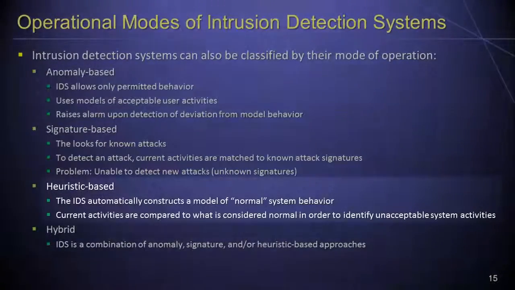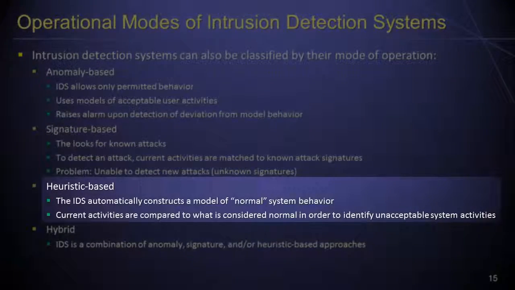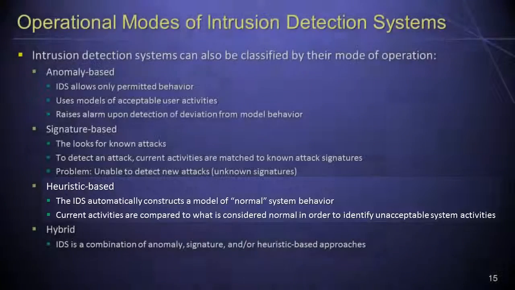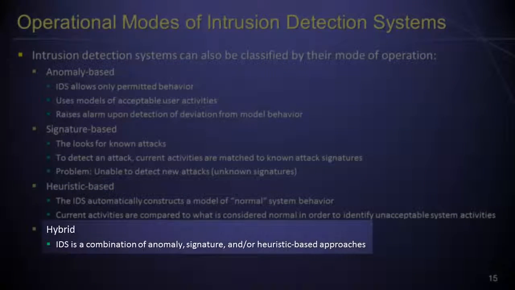In a heuristic-based intrusion detection system, the system automatically constructs and refines models of what is considered to be normal behavior. Attacks are then detected by comparing current activities with what is considered to be normal. Finally, a hybrid intrusion detection system is simply an intrusion detection system that combines two or more of the approaches used by anomaly, signature, or heuristic-based systems.